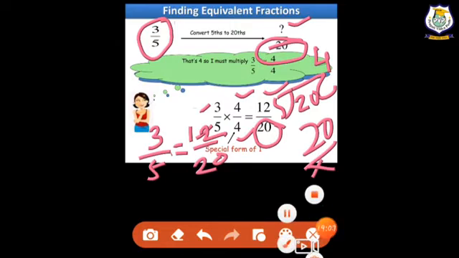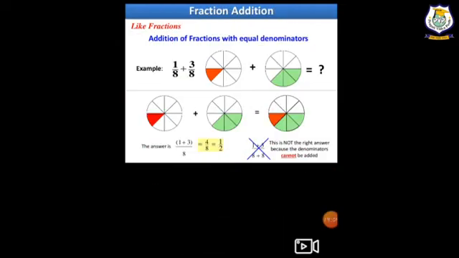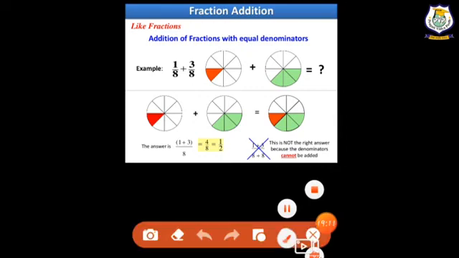Now you all must have understood the basics of fractions. Now we will come to our second part, that is addition of fractions. Same thing is there. We will first add fractions with like fractions. You have seen here it is written like fractions: addition of fractions with equal denominators. Like fractions, you know, whenever the denominator is equal. So like fractions 8 and 8. Like fraction addition is very easy.